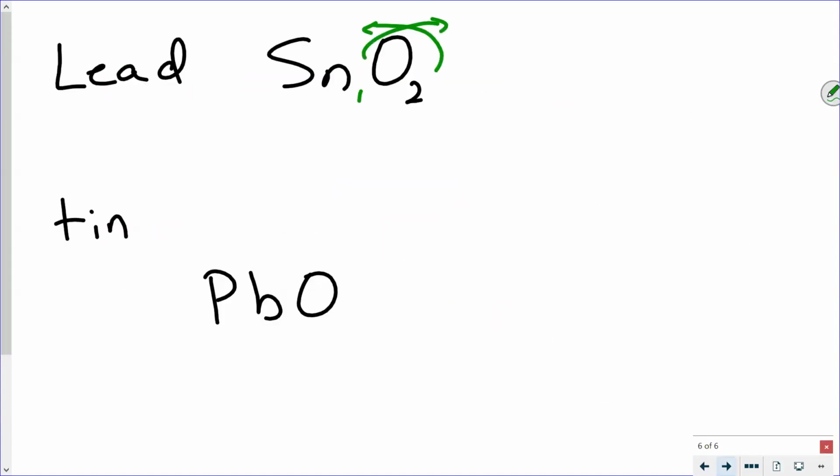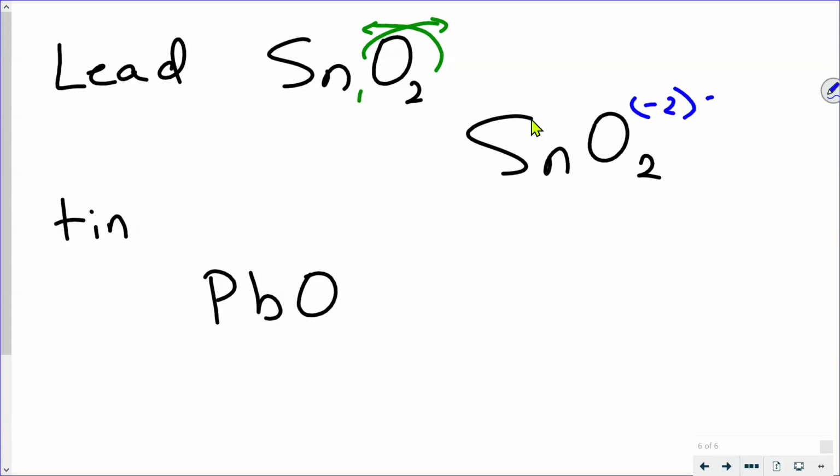I'm going to write that again. SnO2. Each oxygen is -2. There's 2 of them, that's -4. So Sn has to be what? Positive 4, +4. So going back over here, each oxygen is -2, so Pb has to be positive 2, +2, right? So for that one, we'd call it tin 4 oxide.